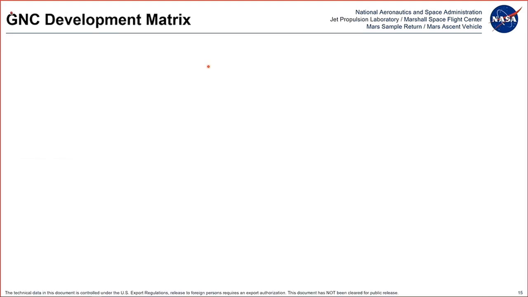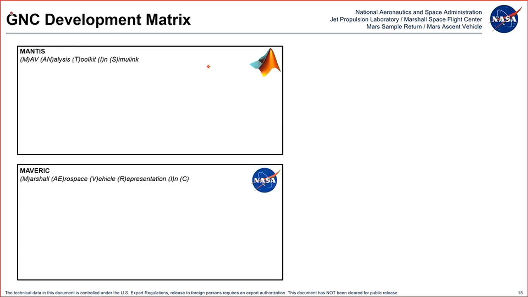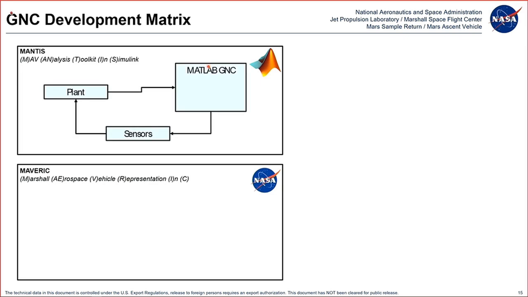Okay. Now, when it comes to actual development of the GNC code and algorithms and everything, we're doing something kind of interesting on MAV. We've got two simulations that we're running right now. We have our Mantis toolkit, which stands for MAV Analysis Toolkit in Simulink, which is our MATLAB Simulink model. And then we have Maverick, which is our flight heritage C++ 6DOF tool. So we've got a MATLAB 6DOF and we have a C++ 6DOF.